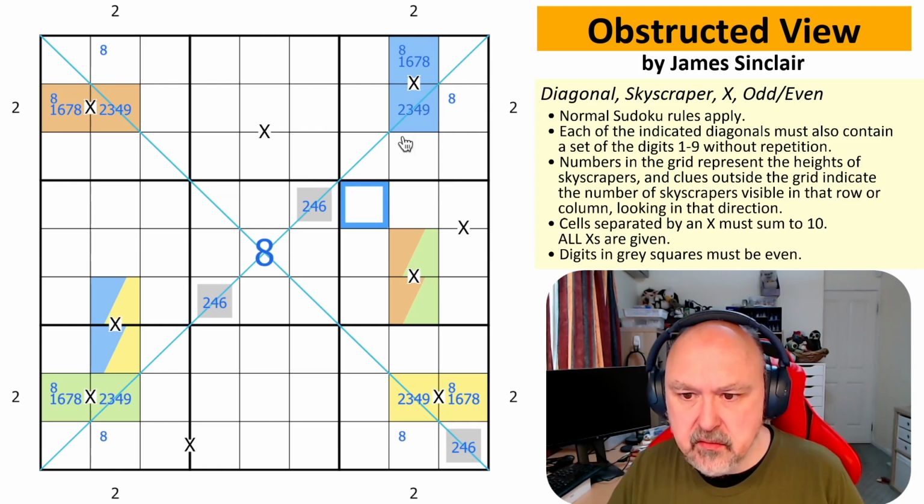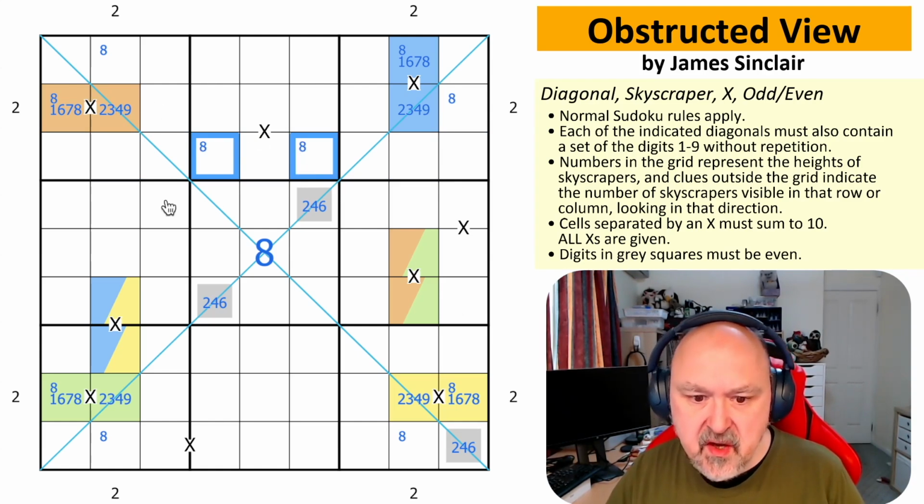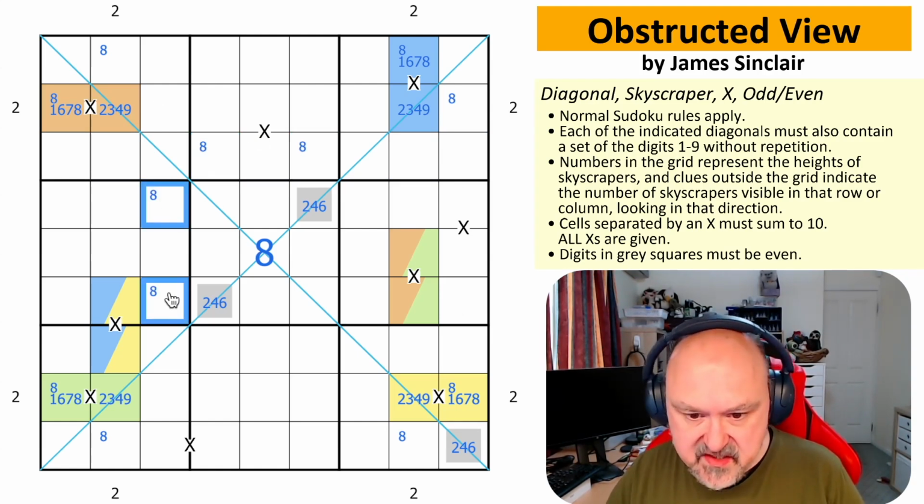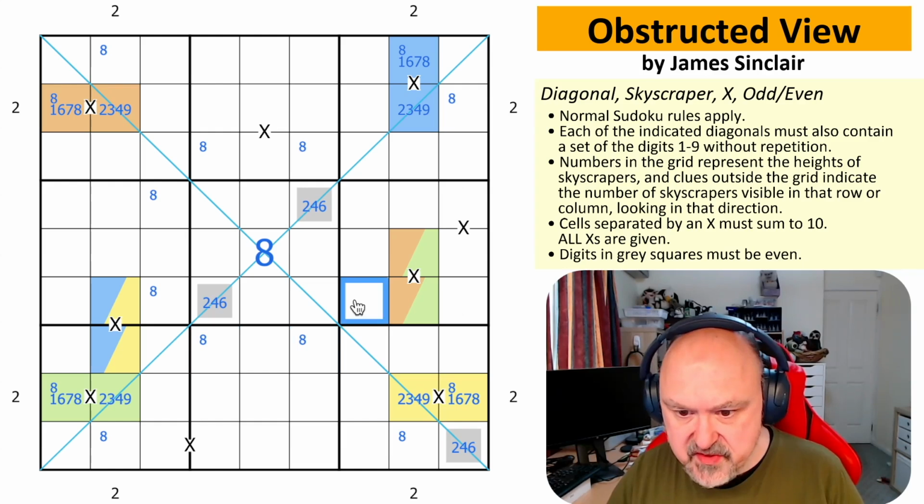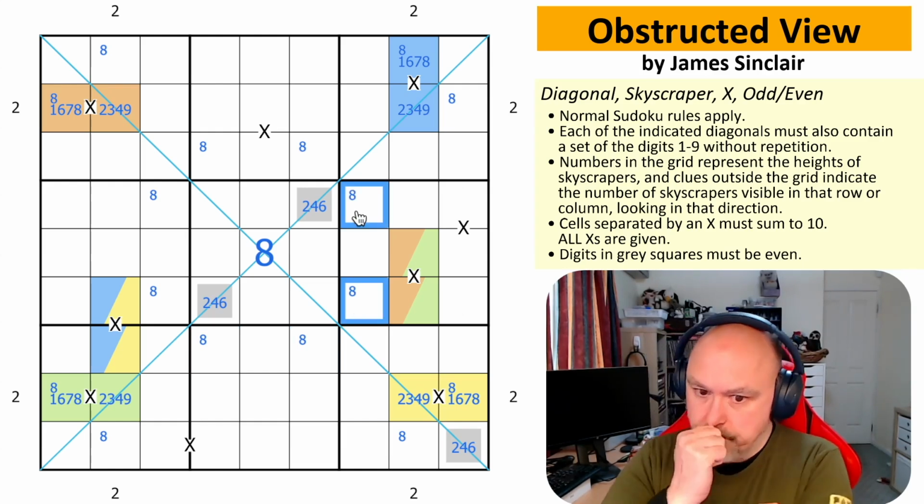And now I've got all of these. I can't put 8 in here. I can't put 8 in here. 8 has to go in here. So 8 is in one of those. And I can repeat that trick. 8 is in one of those two. 8 is in one of those two. And 8 is in one of those two.